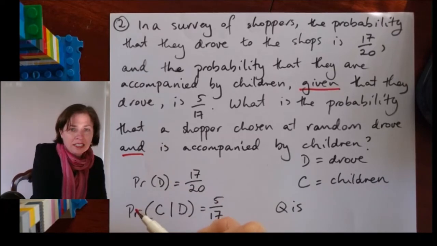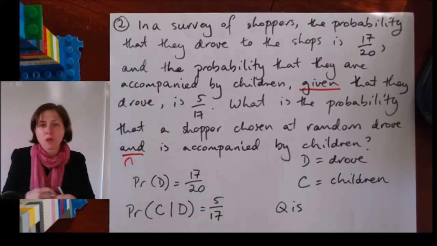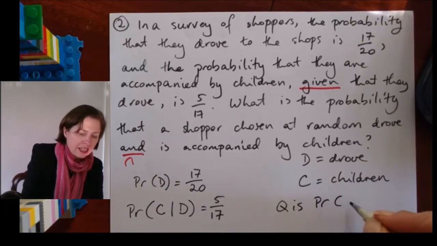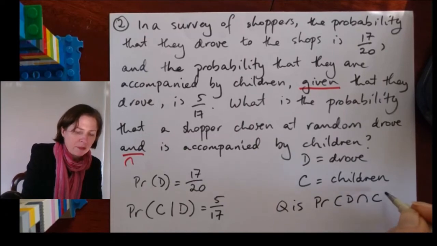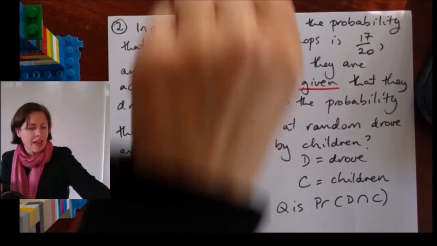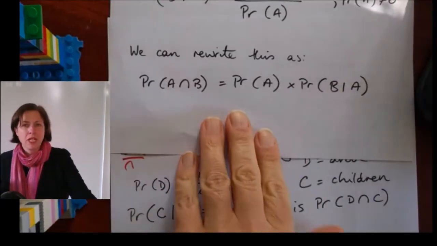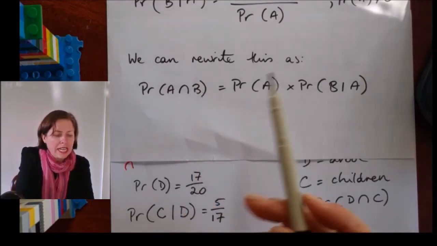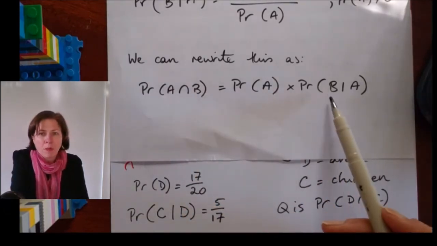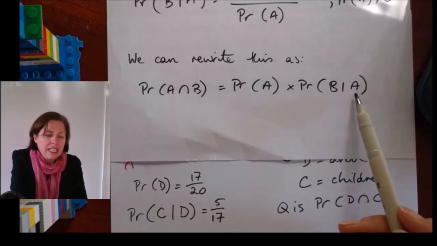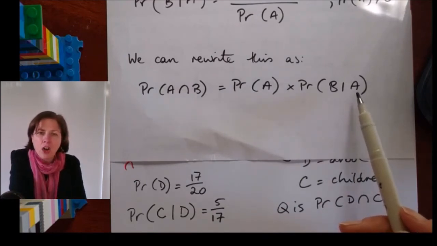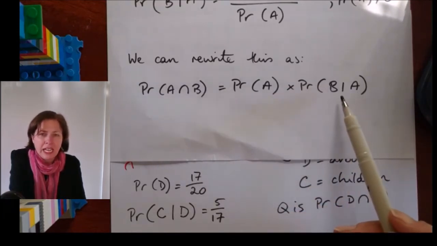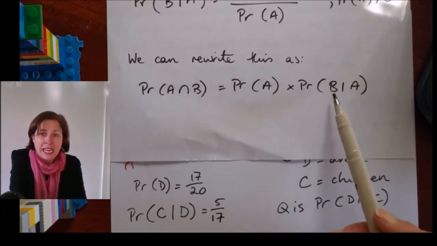This "and" tells me that I've got an intersection. That's what I'm looking for, the intersection. So the question is asking for the probability that they drove and are accompanied by children. So let's see how that matches up with the formula that we've been given. When I want the intersection, I need the probability of A times the probability of B given A. Now remember that this A here, the second part of this formula, matches this A. It's not the probability of B times B given A. It's A times B given A.